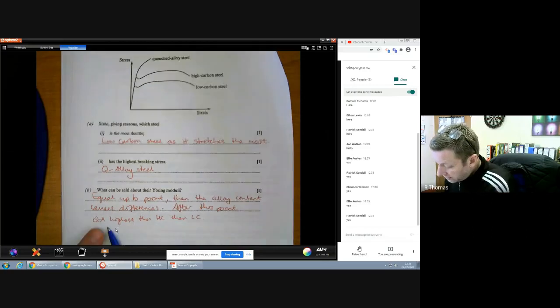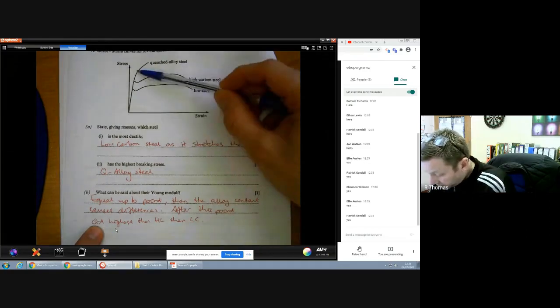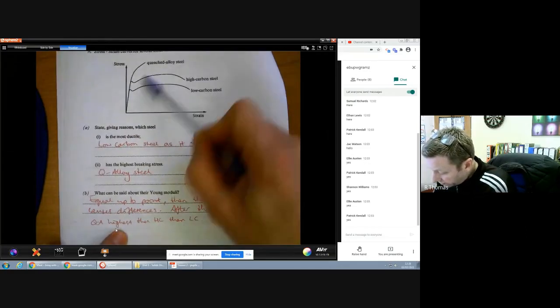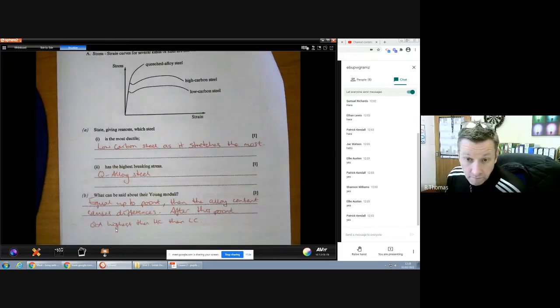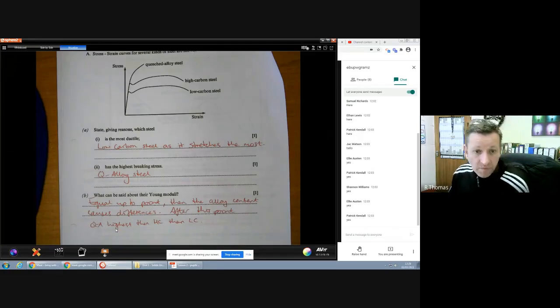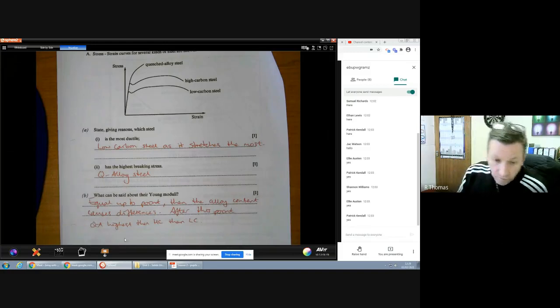After this point, the quenched alloy has the highest Young's modulus, then the high carbon, and then the low carbon. I'm hoping, now I've gone through it, you go, oh yeah, I can see that now. I understand what the words ductile mean, the breaking stress, etc. Right, brilliant. So, next one.